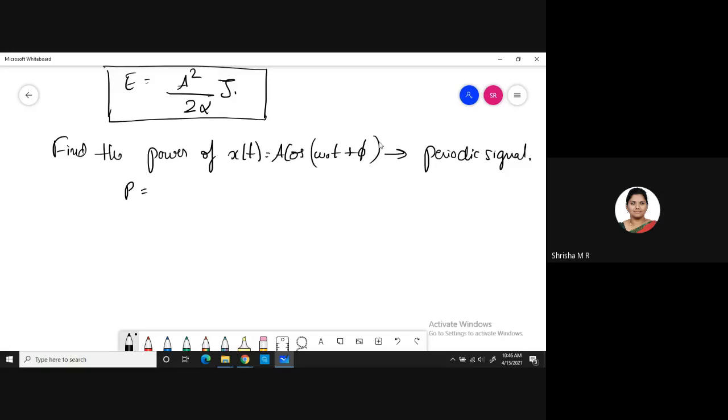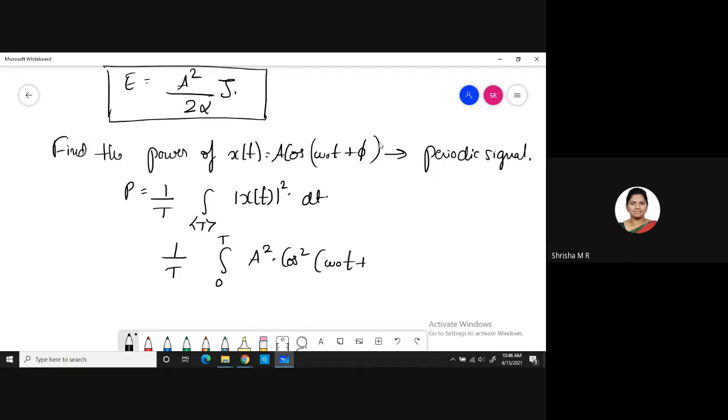So what is the equation for power for periodic signals? It's 1 by T integral with respect to t, you have x of t square into dt, right? So what is our x of t? It is A cos omega naught t plus phi. So substitute that. So we have period 1 by T integral 0 to T, A square cos square omega naught t plus phi into dt.